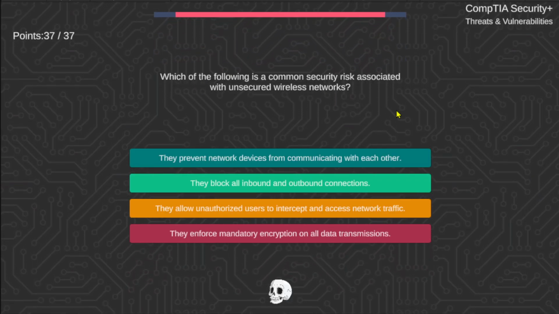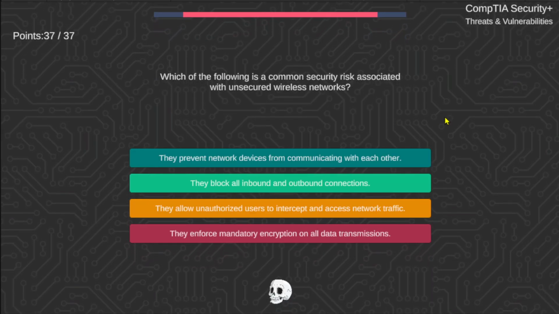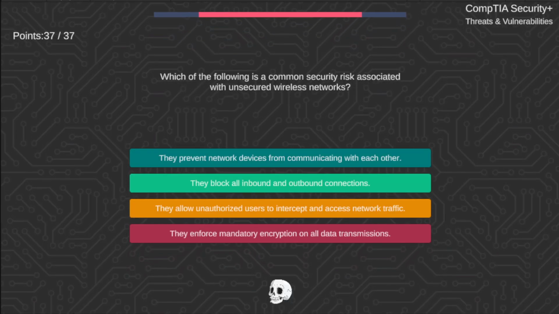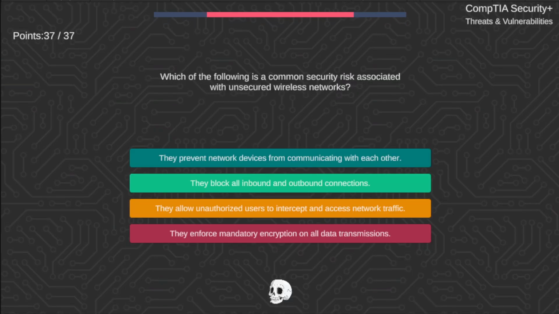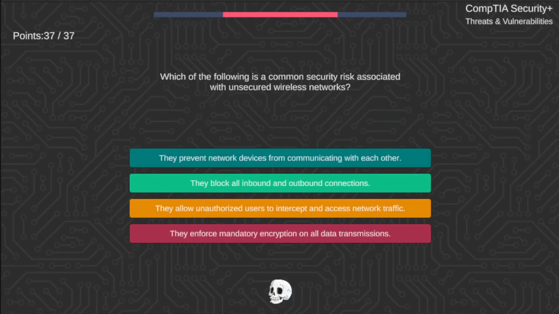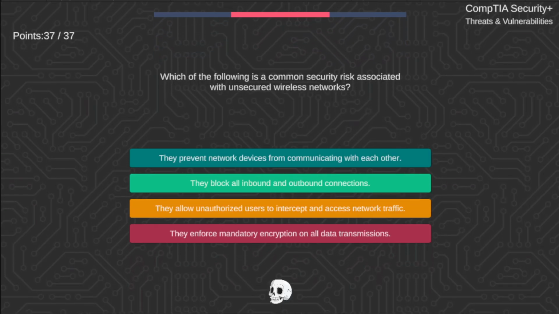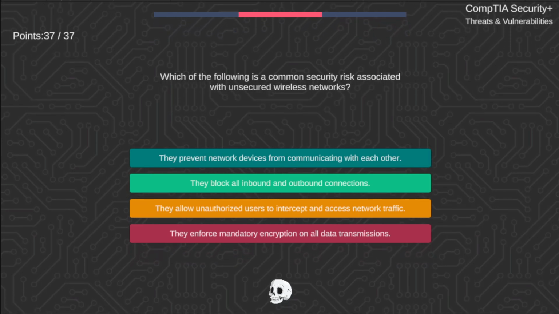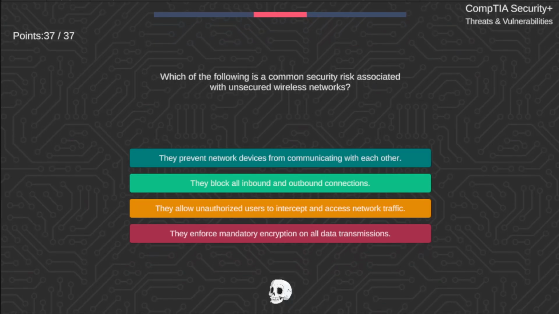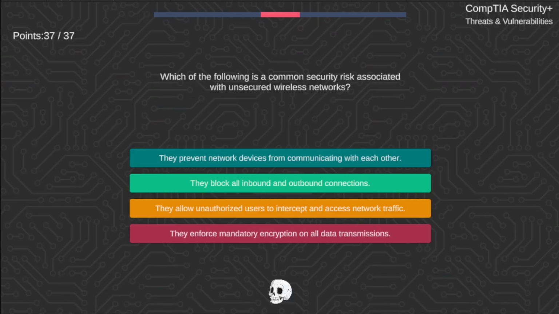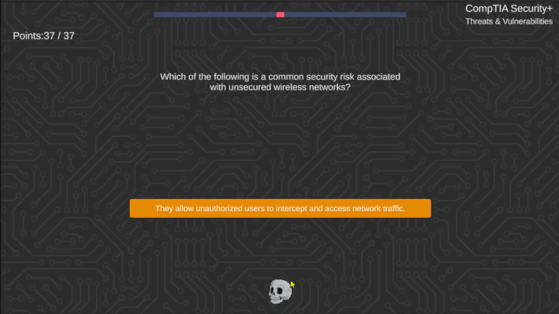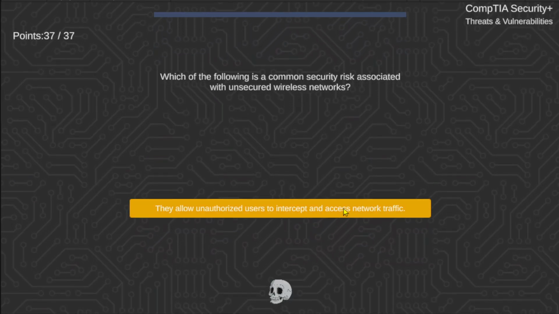Which of the following is a common security risk associated with unsecured wireless networks? They prevent network devices from communicating with each other. They block all inbound and outbound connections. They allow unauthorized users to intercept and access network traffic, or they enforce mandatory encryption on all data transmissions. A common security risk associated with unsecured wireless networks. Correct answer is they allow unauthorized users to intercept and access network traffic.